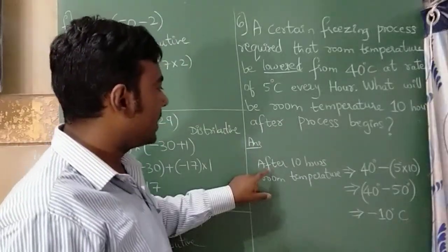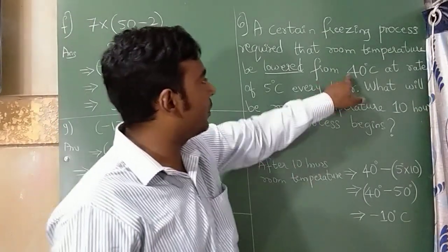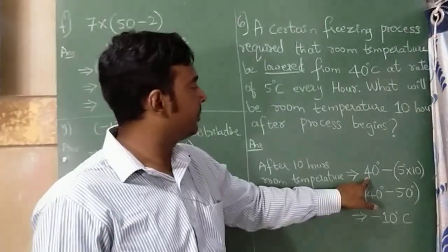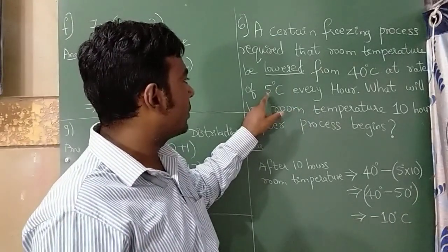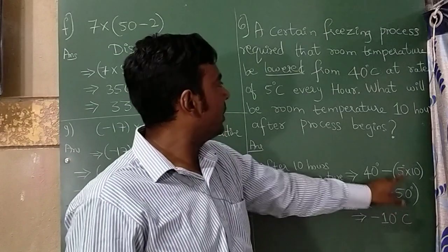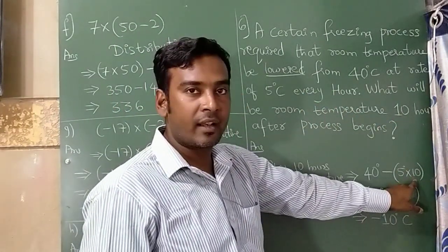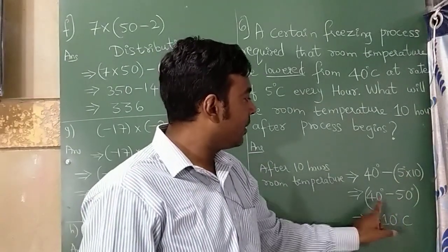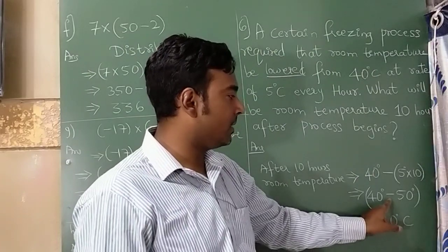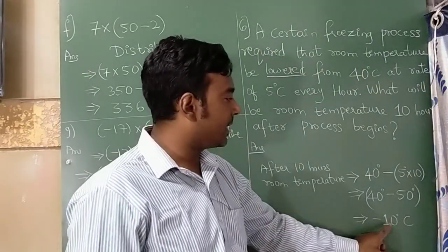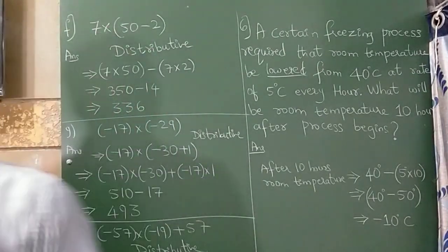So what I have done is, I have written here after 10 hours room temperature. Initially it was 40 degrees, so I have written 40 degrees here. Minus, because it is lowered, every 1 hour, so 5 degrees I have written. Fine, because it is every hour. So next 10 hours, so 10. So 5 tens are 50, 40 minus 50 is minus 10, because the bigger number has a minus sign. So it is minus 10 degrees centigrade. Fine, let's move on to the seventh question.